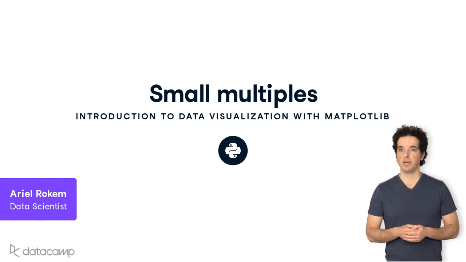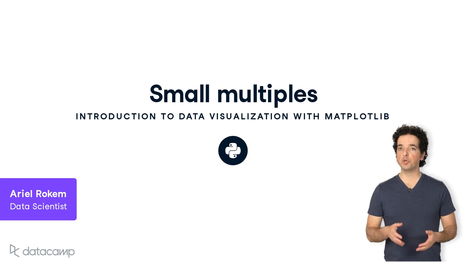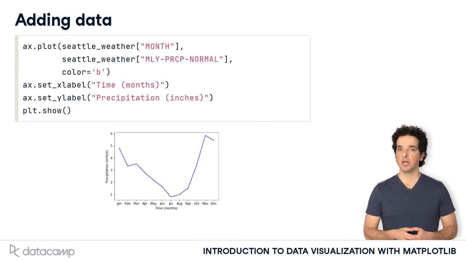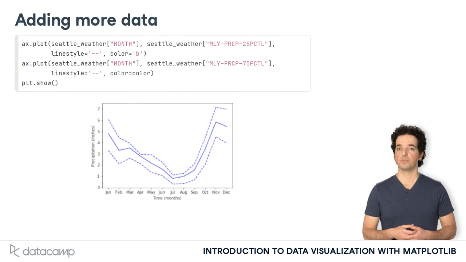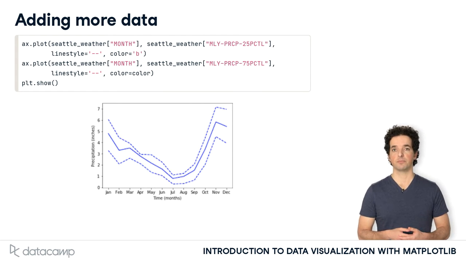In some cases, adding more data to a plot can make the plot too busy, obscuring patterns rather than revealing them. For example, let's explore the data we have about weather in Seattle. Here, we plot average precipitation in Seattle during the course of the year. But let's say that we are also interested in the range of values. We add the 25th percentile and the 75th percentile of the precipitation in dashed lines above and below the average.